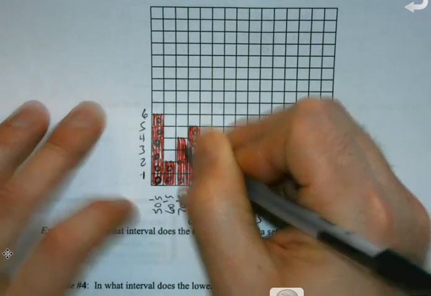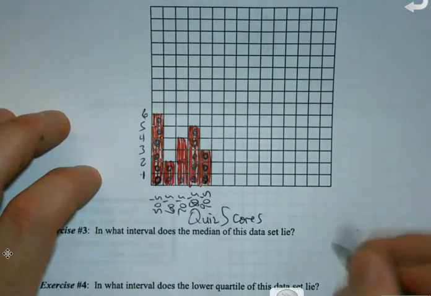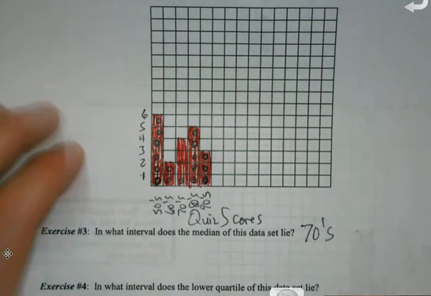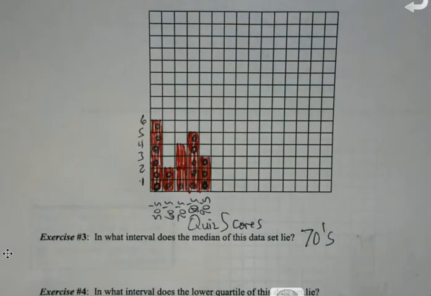And then you're like, oh, all I have left are numbers in the 70s. So they're in the 70s. Now here's your other option, especially if your frequency turns out nice.